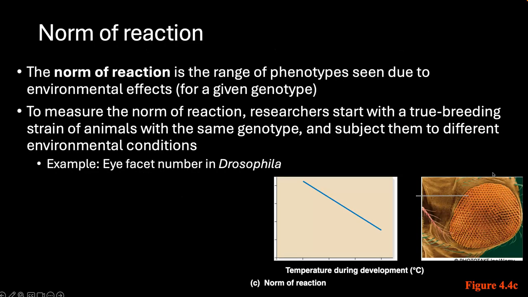In addition to the examples on the previous slide, we can also observe what is called the norm of reaction in response to the environment. That is a range of phenotypes seen due to environmental effects. Our example here shows that the number of facets in the fruit fly eye decreases with increasing temperature during development. This is due to temperature effects on the gene that controls this trait in fruit flies.